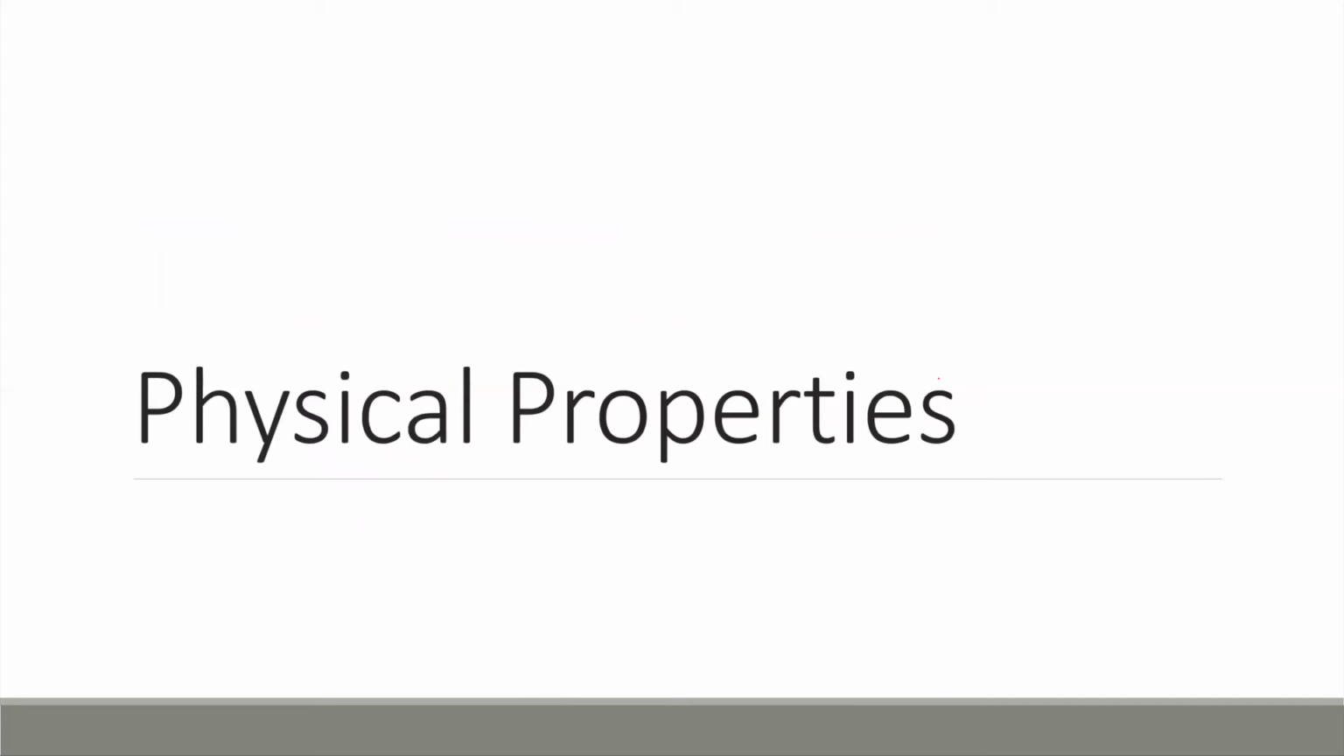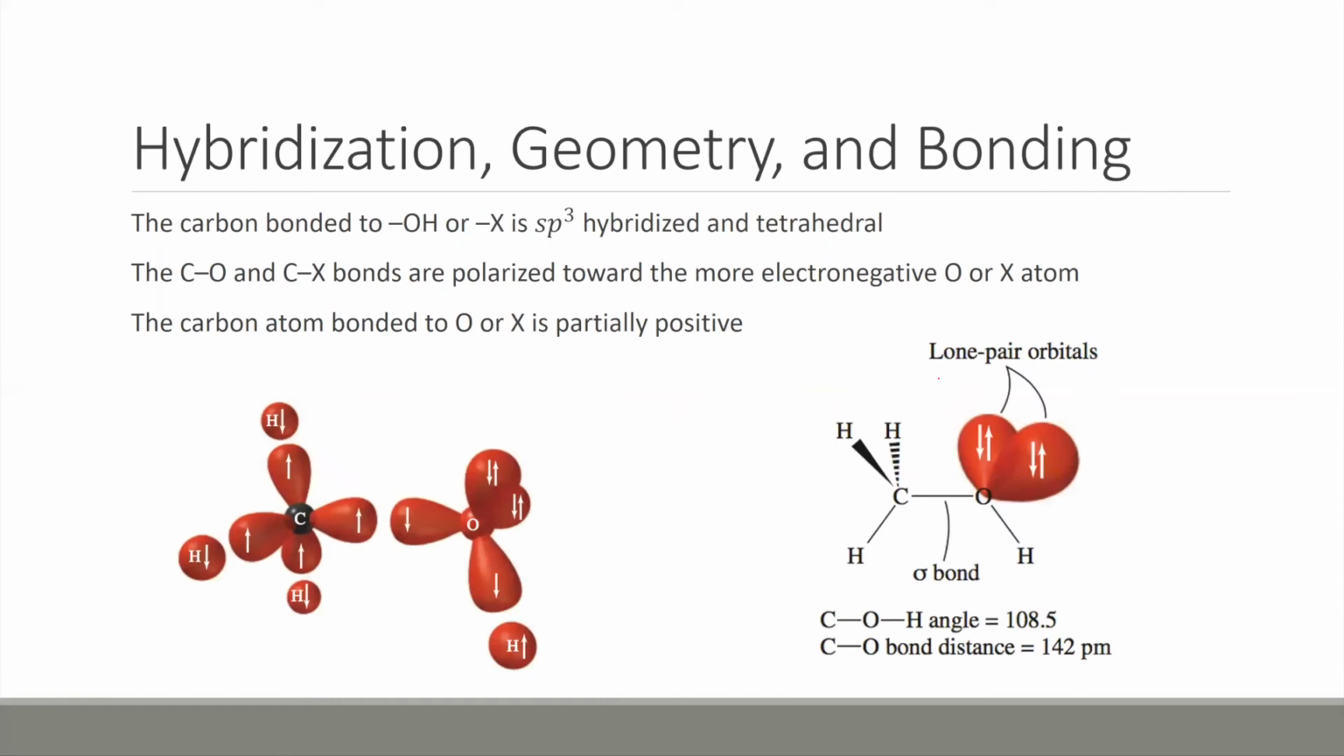So now let's talk about the physical properties of alcohols and alkyl halides. When it comes to the geometry of these groups, carbon that is bound to an OH or a halide is sp3 hybridized and it is tetrahedral. Also, the carbon-oxygen or carbon-halide bonds, just based on their electronegative nature, are polarized. We know that these will be pointed towards either the oxygen or the halide.